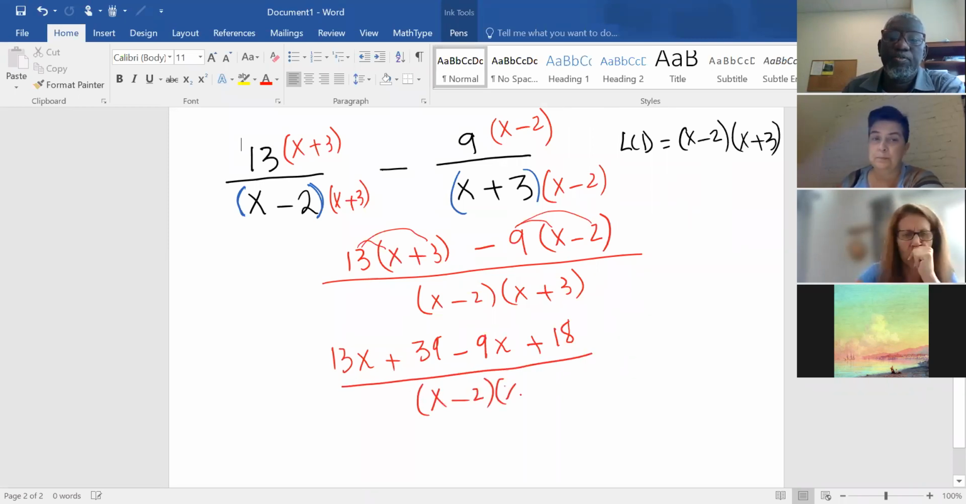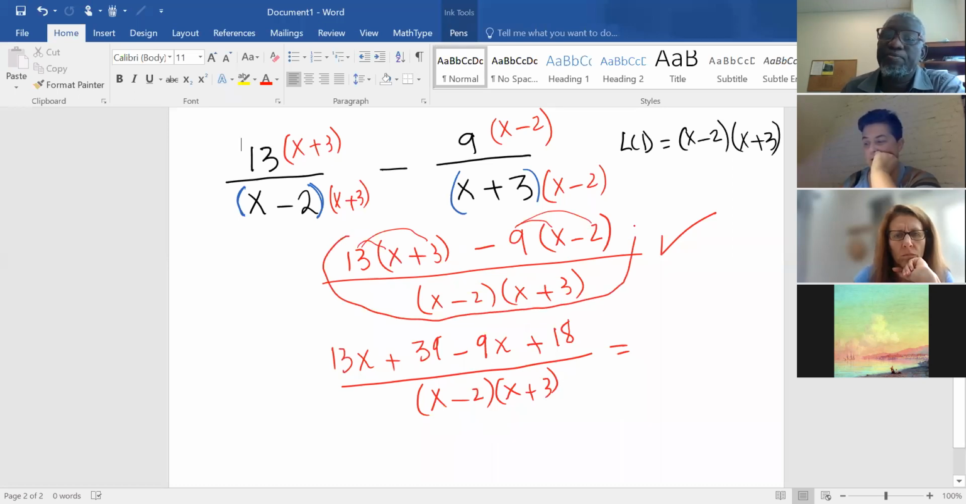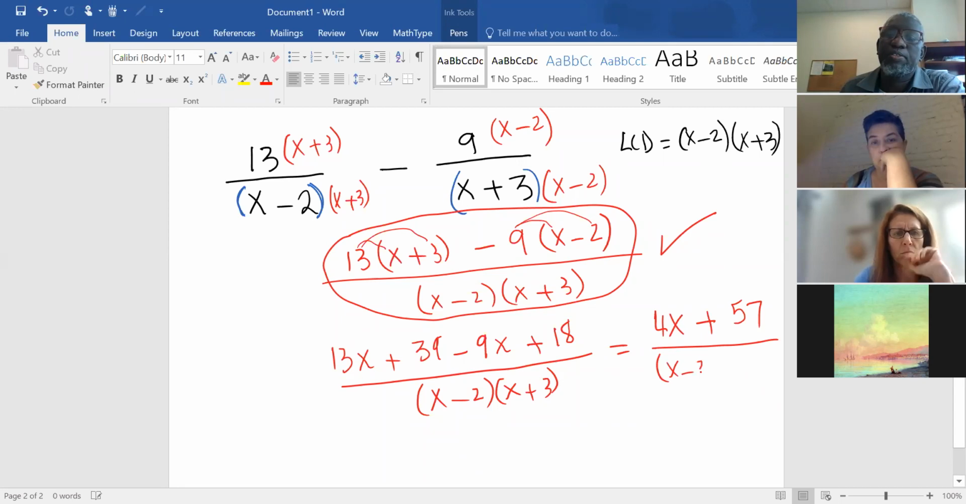You see, the goal is to reach here, because what comes next is how to simplify. But your focus should be how to get to this piece right here. After that, it's just a matter of simplification. Which is 13x minus 9x is 4x, and 39 plus 18 is plus 57, over x minus 2 times x plus 3.